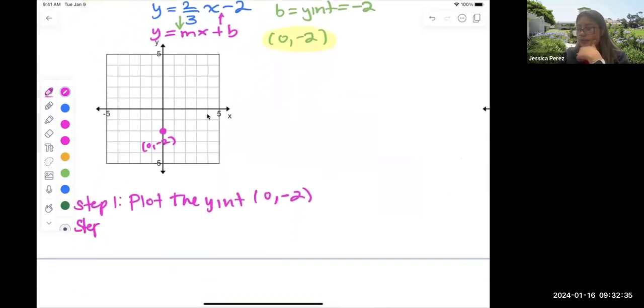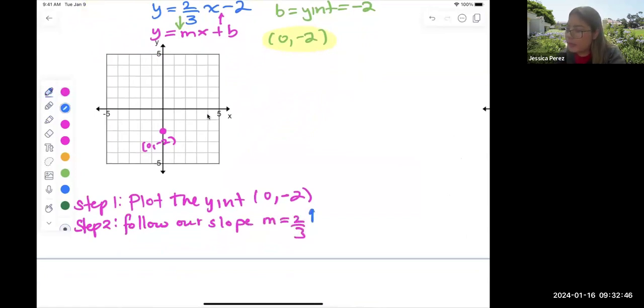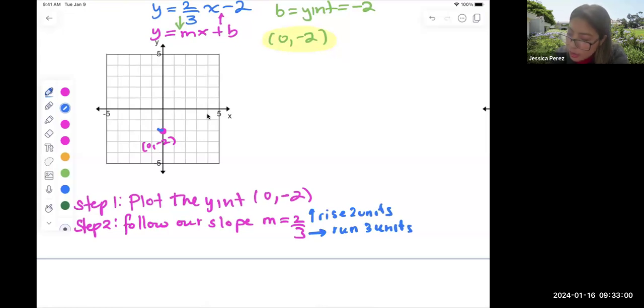Now what happens after we plot the y-intercept? Step 2, we follow our slope. Our slope m is equal to 2/3. That means I'm going to go up, or rise, 2 units, and I'm going to run 3 units to the right. So up 2, run 3: 1, 2, 3. There's my other point. This point is 3, 0.